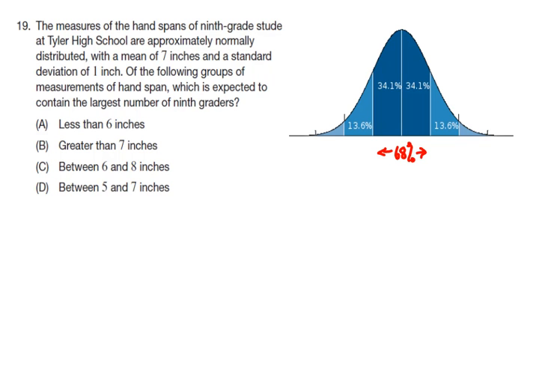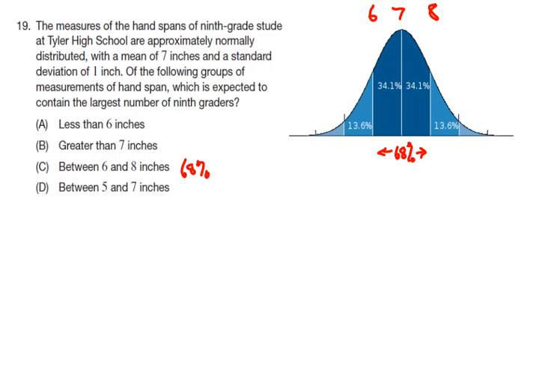So about 68% of the data, if the mean were at 7 in this case, and if the standard deviation is 1 inch, then from one standard deviation below the mean to the mean would approximately cover 34% of the data. And from the mean to one standard deviation above the mean, it would include another 34%. So in this case, between 6 and 8 inches would be roughly 68% of the data.